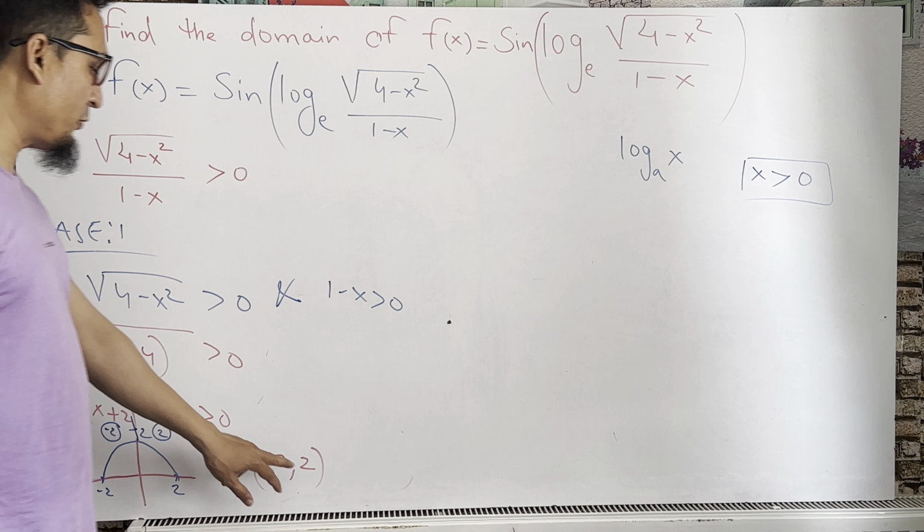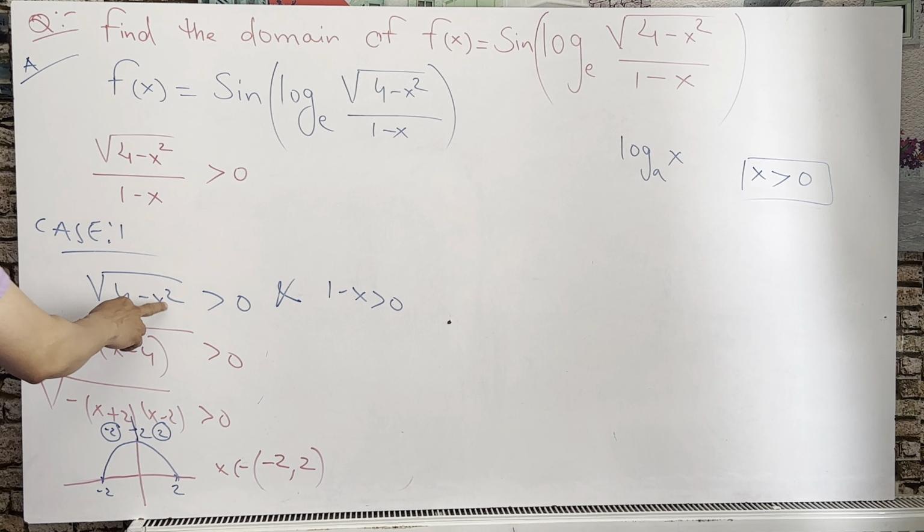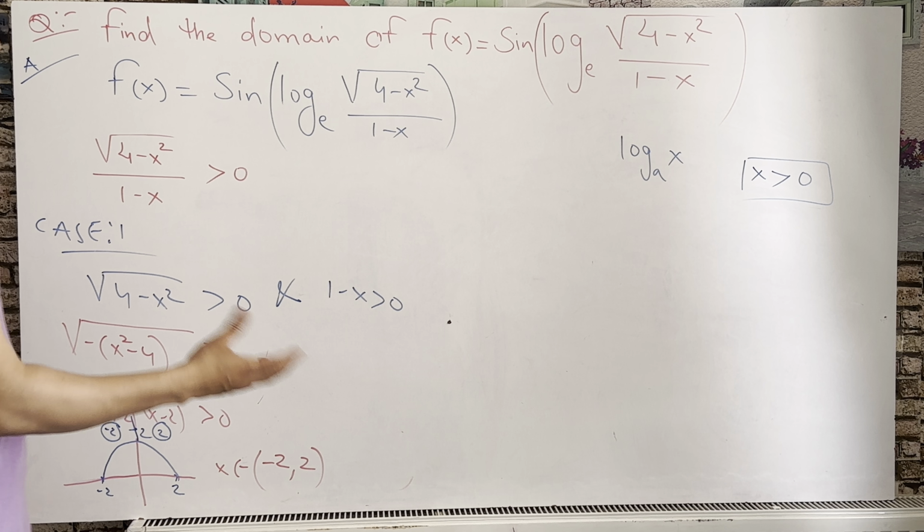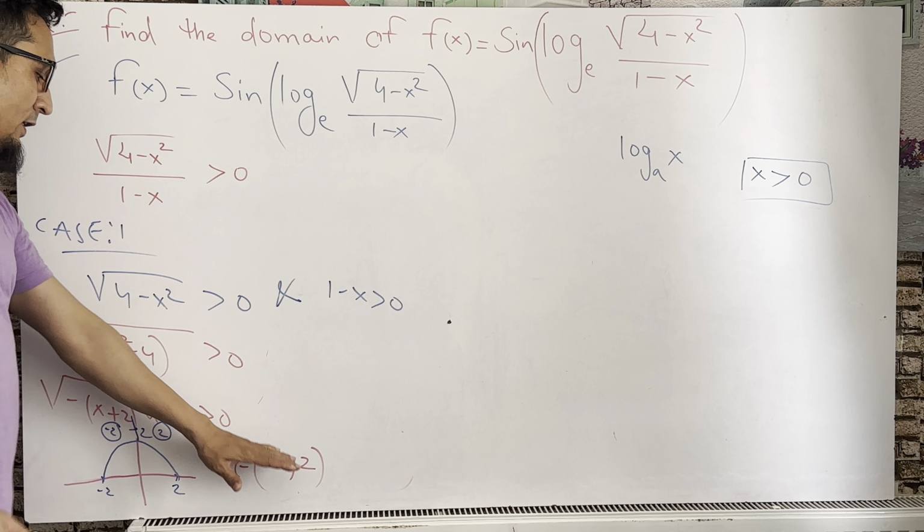Okay, for example, take 1 here. So 4 minus 1, under root 3, is 1.73, which is greater than 0. So minus 2 to 1.